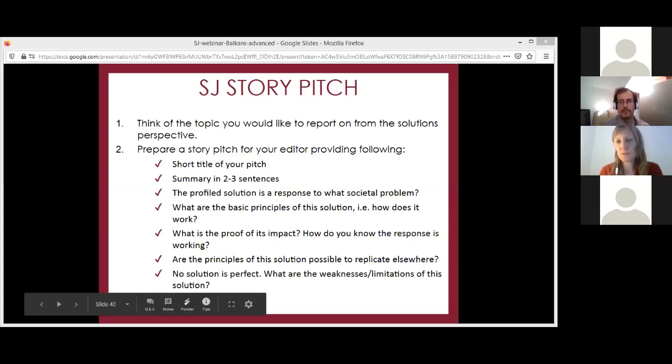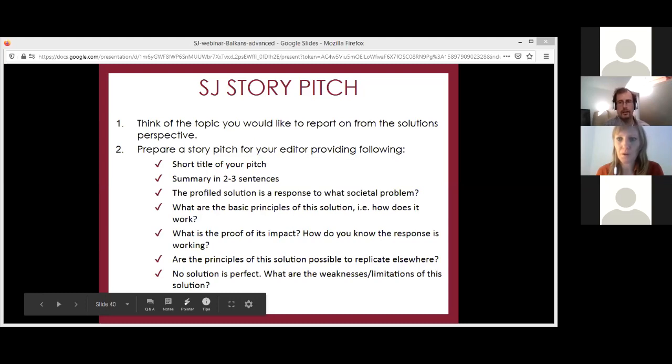Yeah, it also depends on how much you already know about the solution. How much do you need to still investigate, or whether this is pretty clear and you can already start writing the story. There are also some questions in Serbian and Bosnian. Maybe Elena or Anita, could you help us?